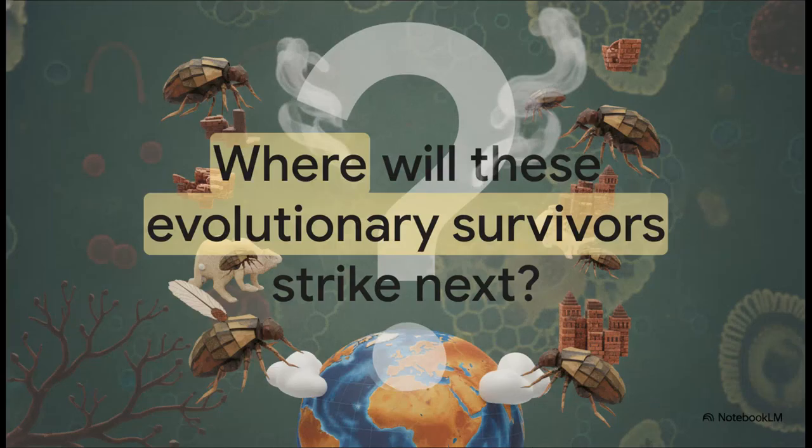Which leaves us with a final, pretty provocative thought. Fleas have survived the extinction of the dinosaurs. They've successfully adapted to countless mammalian hosts, and they've thrived in the cramped, unsanitary cities of human history. As climate change continues to reshape global ecosystems, altering temperatures and habitats around the world, where will these highly adaptable evolutionary survivors strike next? It's definitely something we need to think about.